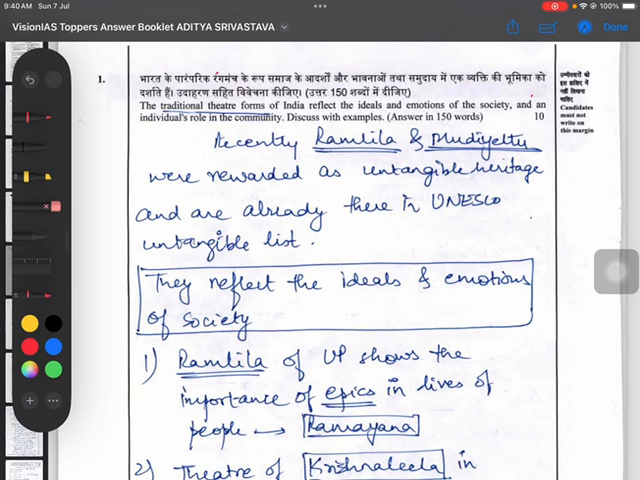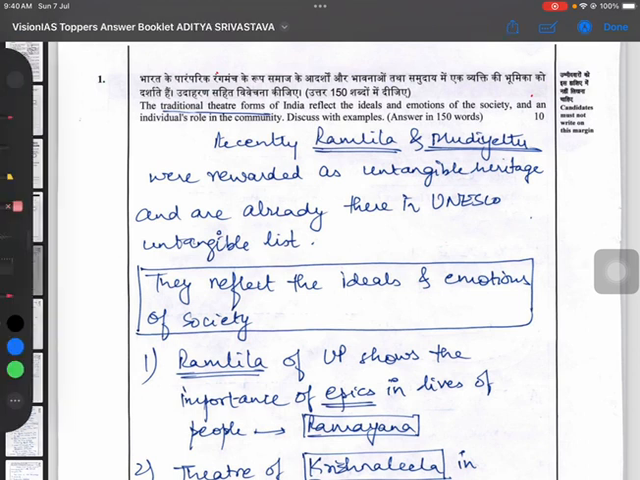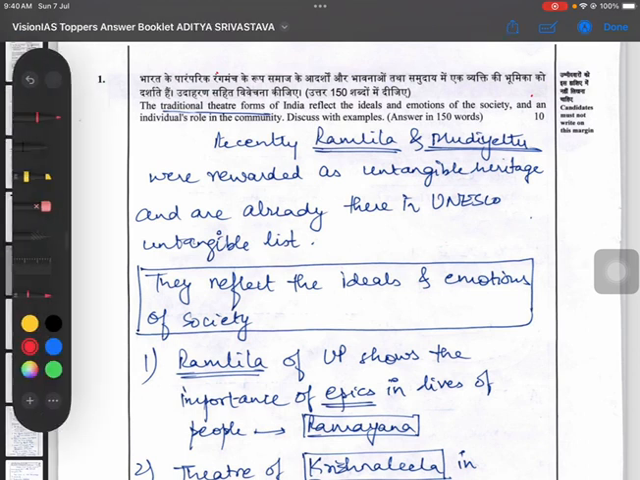Marks are given to explicit subparts, and implicit subparts will make your answer almost holistic. So let's see how the topper has written his answer. So the question is: traditional theatre forms of India reflect ideals and emotions of society, individuals' role in community.